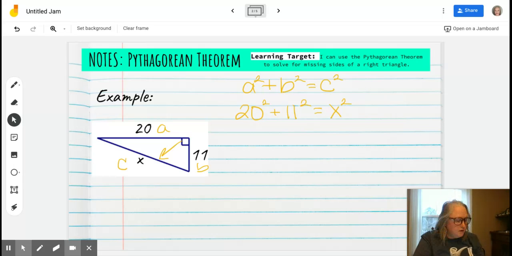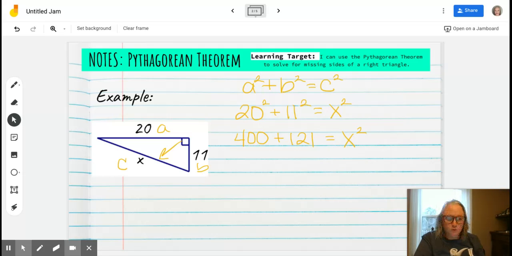Okay, so the next step, we're going to go ahead and simplify the exponents. So we are going to square each of our numbers. So 20 squared is 400, and 11 squared is 121. And then x squared, we don't know the value, so we're just going to write x squared down. Okay, so all I did was square those numbers.